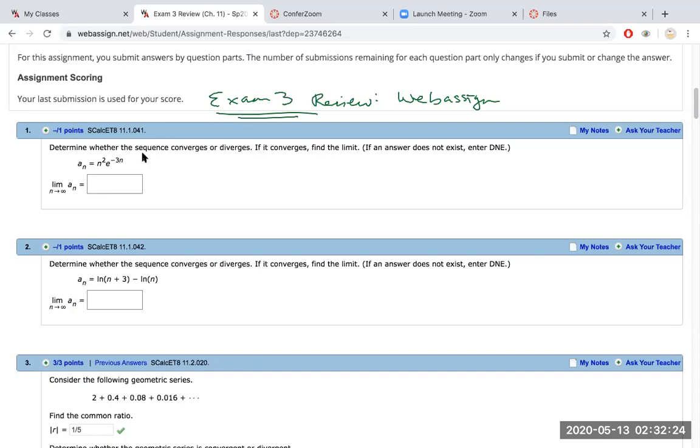Okay, so for the first one, we want to determine whether the sequence converges or diverges. So first thing to note is that it's a sequence we're talking about, so we just want to find the limit of this essentially. As n goes to infinity, the limit of a sub n is going to be the limit of n squared. I'm going to go ahead and make this into a fraction, n squared divided by e to the 3n.